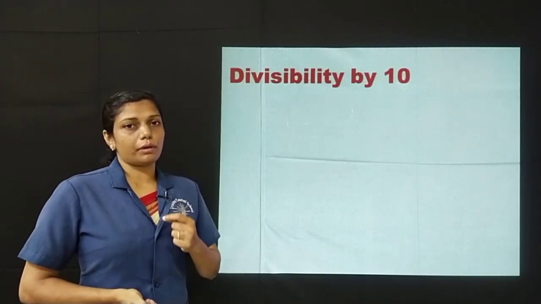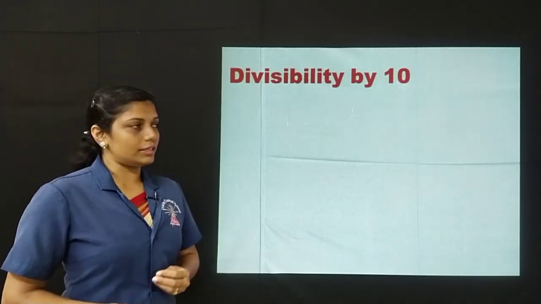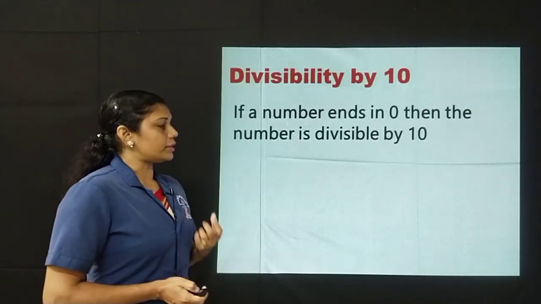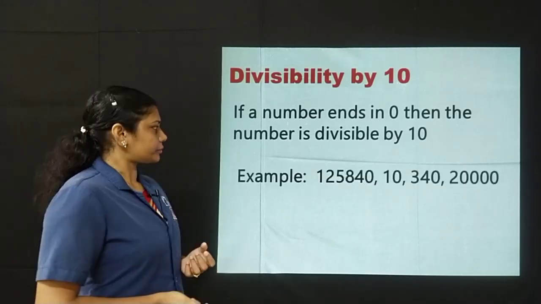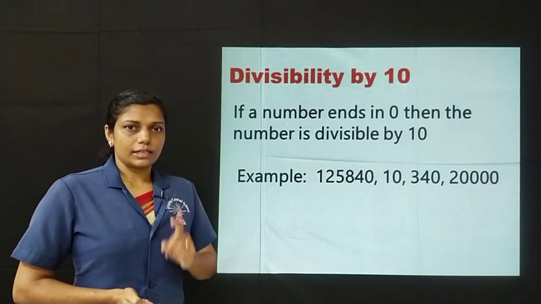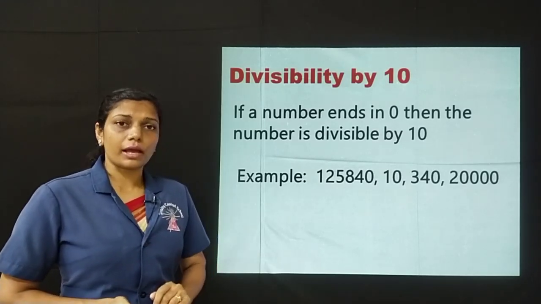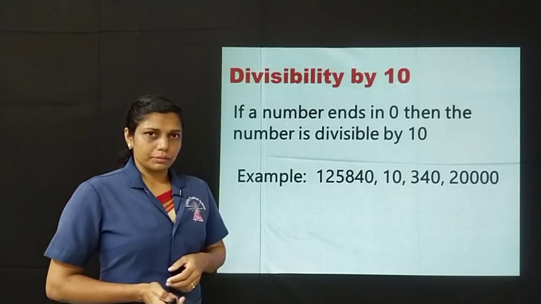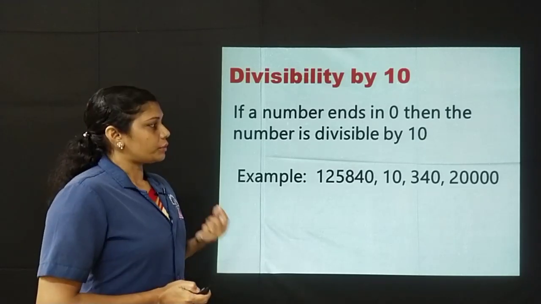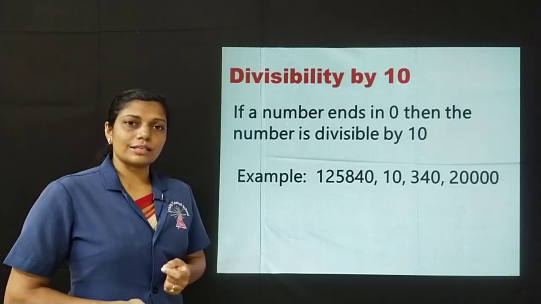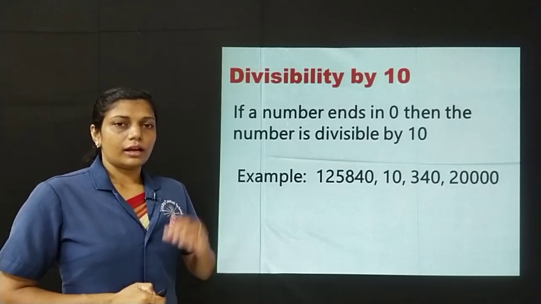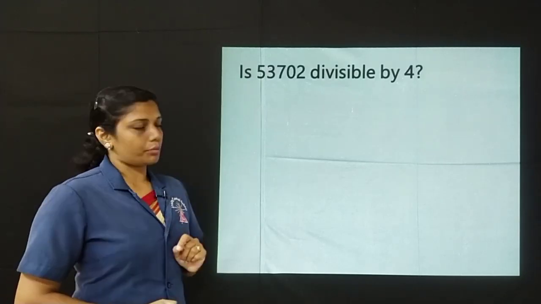Next is divisibility by 10. This is very easy. If the number ends in 0, then the number is divisible by 10. Example, 1,25,840. It ends in 0, so it has to be divisible by 10. 10 is divisible by 10. 340 ends in 0. Correct? 20,000. This number also ends in 0, so it has to be divisible by 10. Okay? Clear? Let us see some problems.